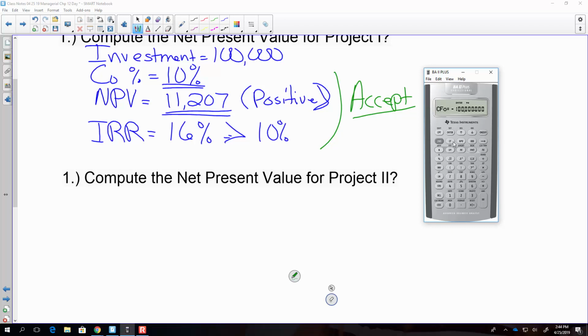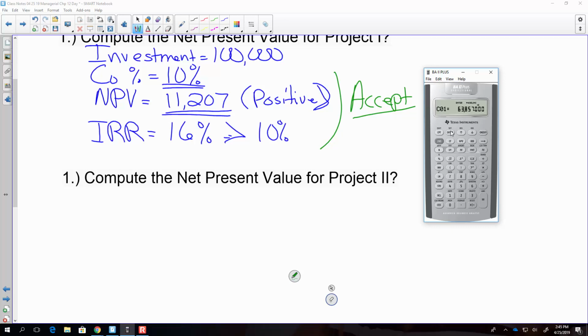Again, go to cash flow, CF, second function, clear work, right? Same investment, 100,000, same cost of capital is 10. Cash flows are different. So let's put that back in. 100,000 again, negative. Enter. What's now my cash flow? 63857. 63857, Allison, very good. Make sure you hit the enter key. So cash flow 1 should be 63857. Hit the down arrow.